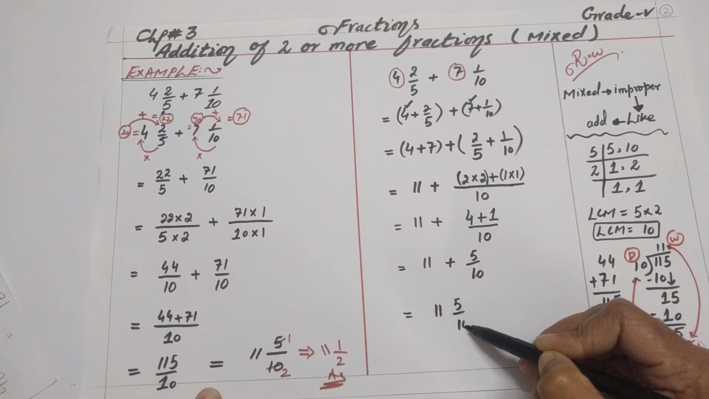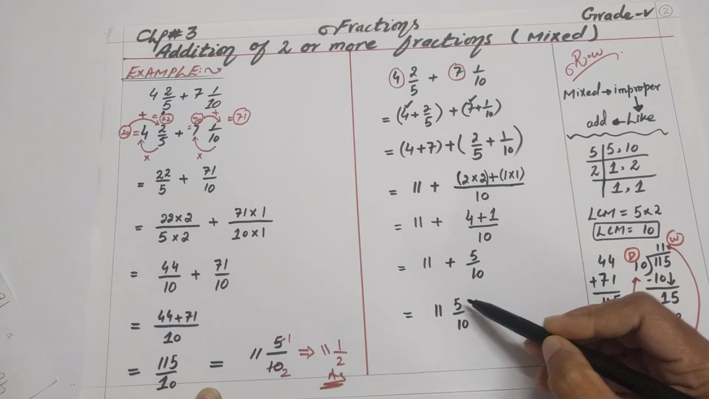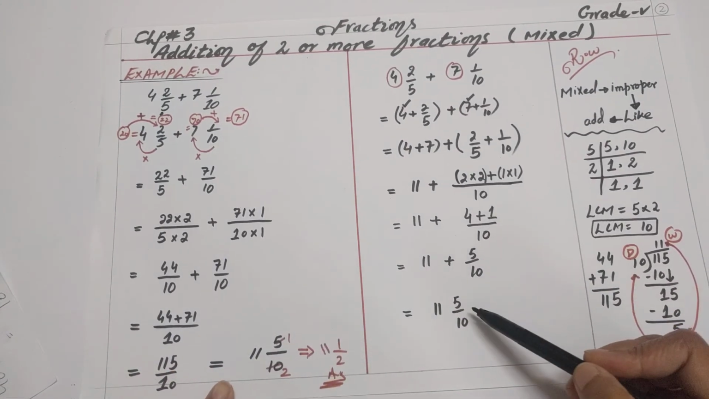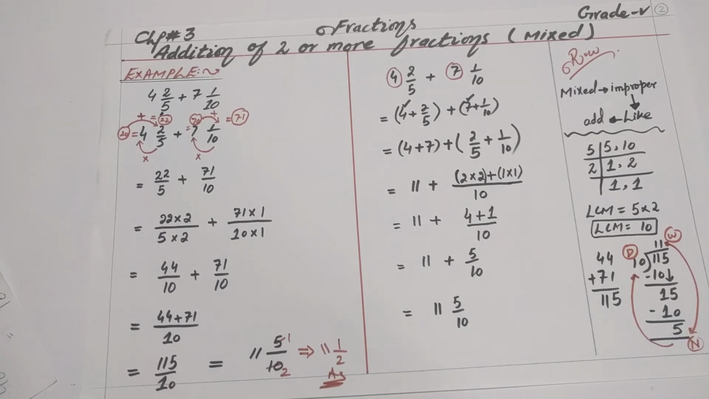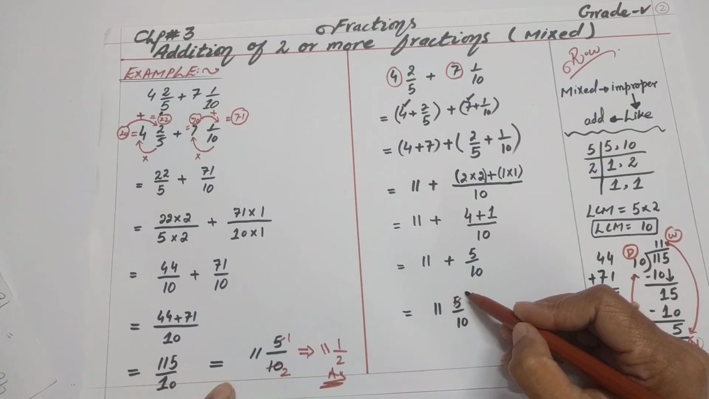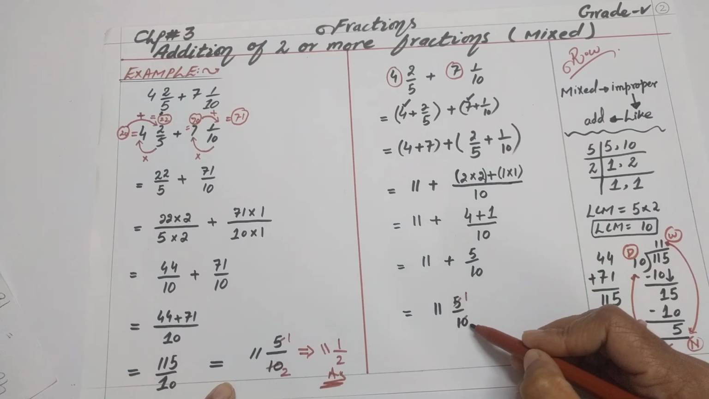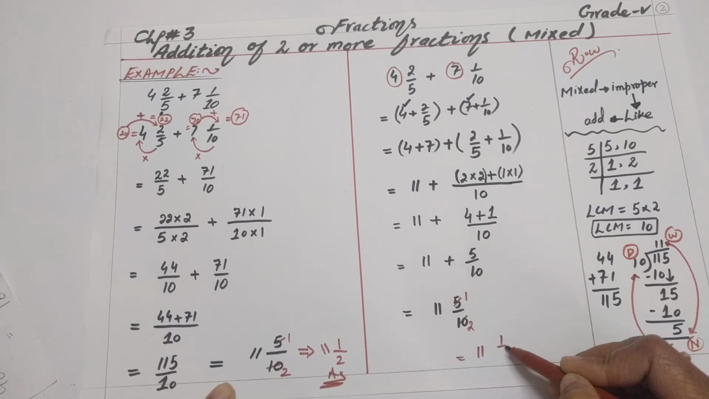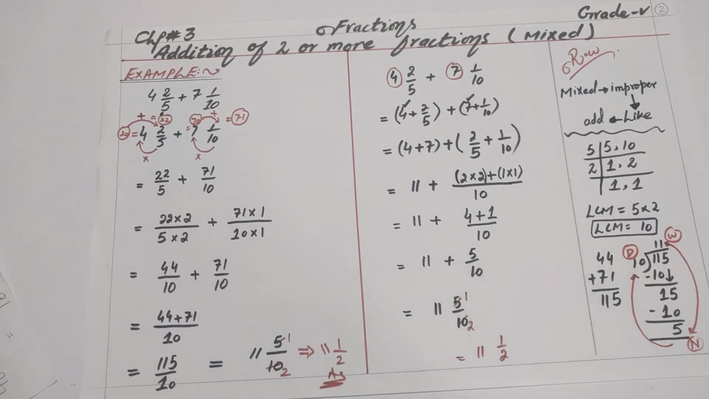We can combine the whole and the fractional part. So you can see the answer is same. So our fractional part is not in the reduced form, so we can reduce it. 5 is the common factor for 5 and 10. So 5 ones are 5 and 5 twos are 10. So our answer is 11 1 by 2. Clear? So what is in the second method, students?